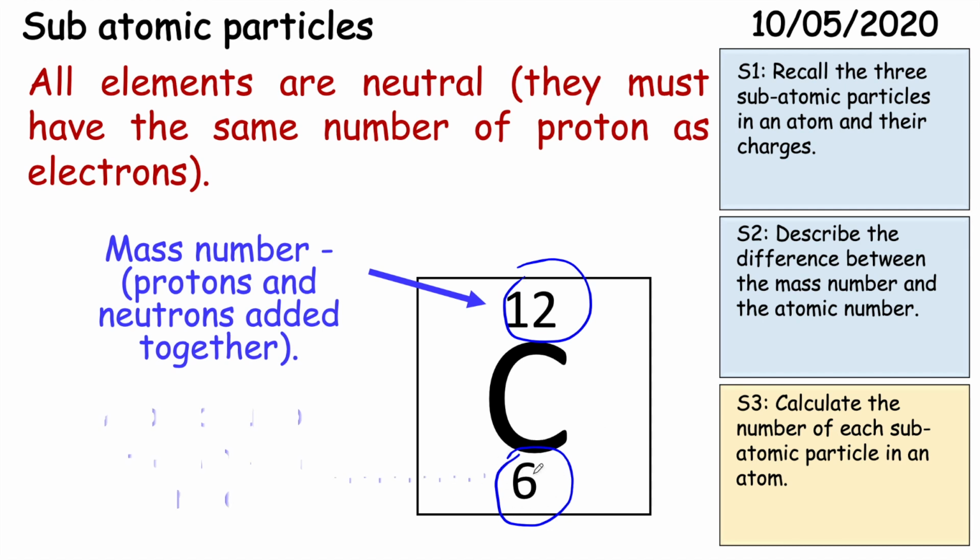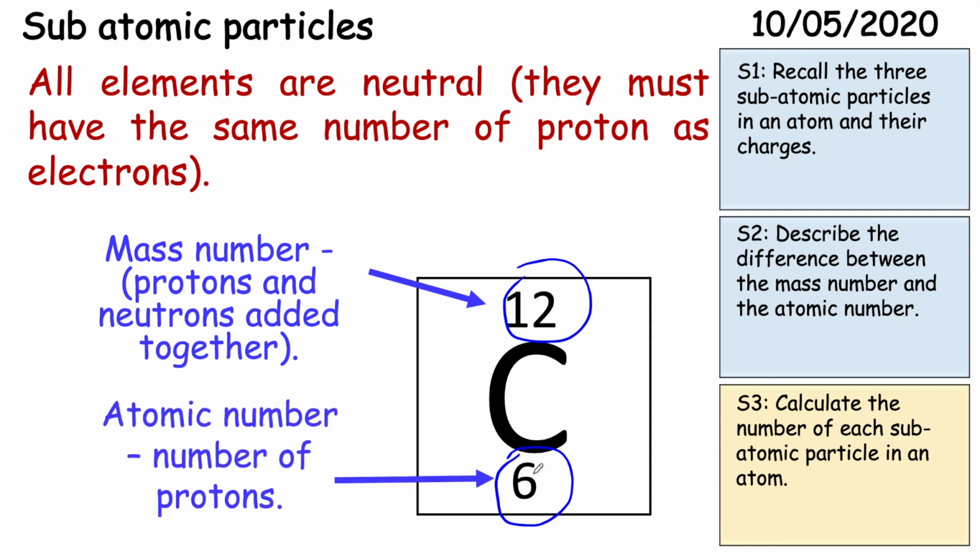The bottom number is what we call the atomic number, and that's just the number of protons. But like we said at the top, an element must have the same number of protons as electrons. So if it has 6 protons, it must also have 6 electrons. So this number at the bottom, although it's called the atomic number and it tells you the number of protons, is actually the same for the number of electrons.